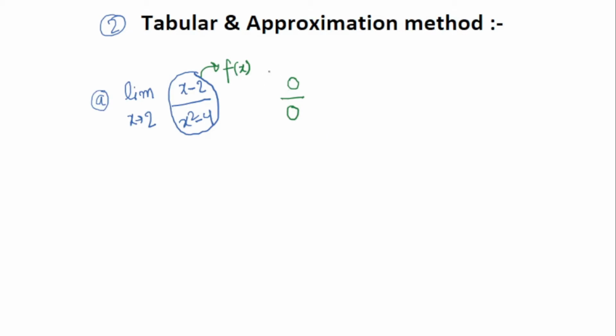We know that this form is the indeterminate form, and we can solve this type of problem with the help of L'Hopital's rule. But here, what we try to understand is that we want to use the tabular and approximation method to solve this type of limit. And just what is the tabular method? Let me change the color so that it is easy to watch.